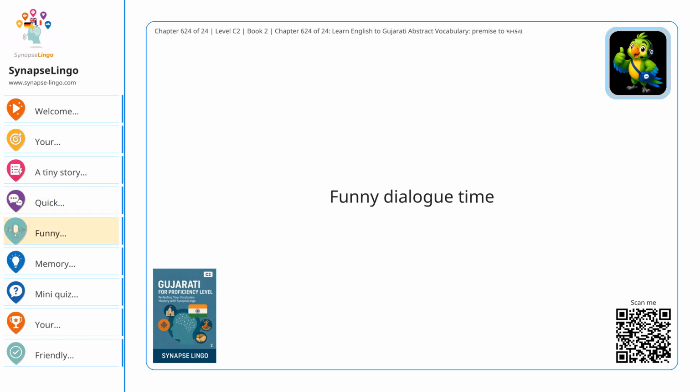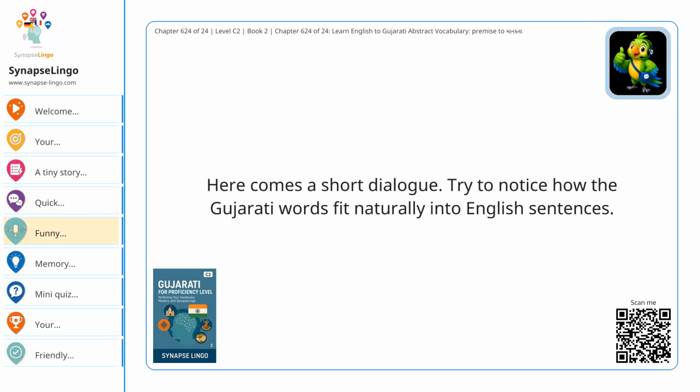Funny dialogue time. Here comes a short dialogue. Try to notice how the Gujarati words fit naturally into English sentences.